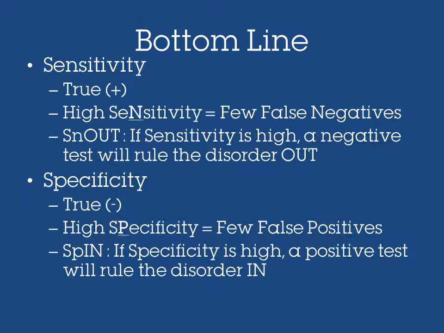On the other hand, specificity measures the true negative tests, or the ability of the test to detect negatives. A high specificity means we have very few false positives. And to remember this, we can use the acronym SPIN. So if specificity is high, a positive test will rule the disorder in.